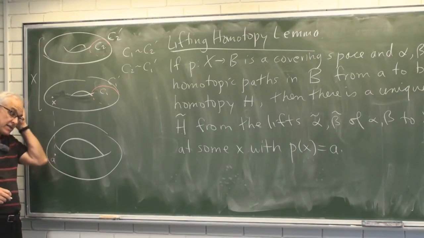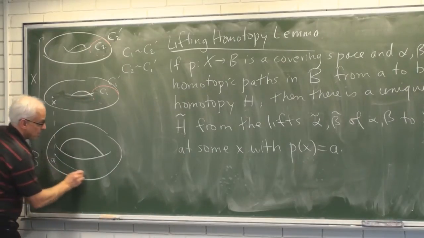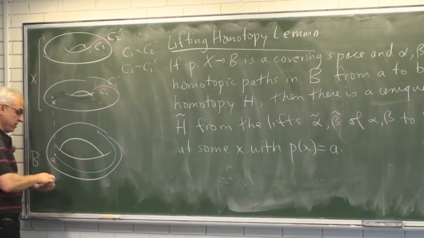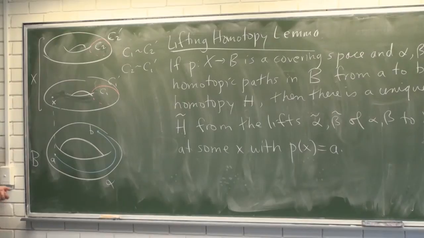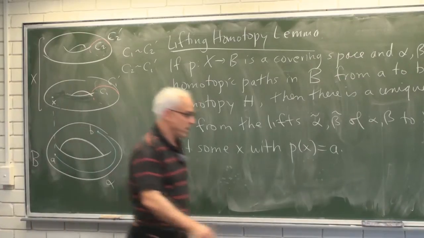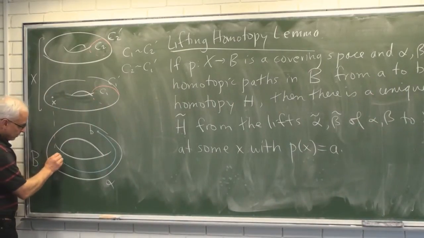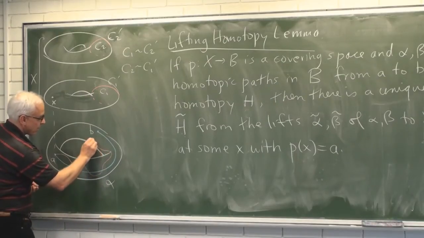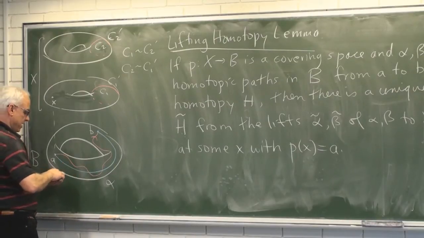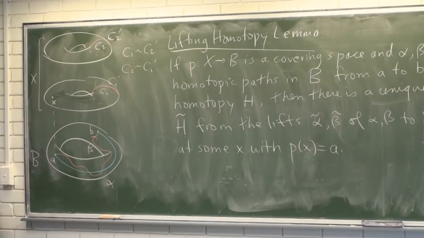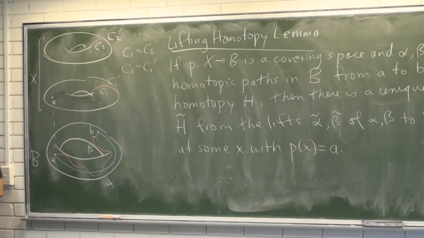And we have two paths emanating from A. Maybe one will be this path to a point B, and that will be the curve alpha. And then we have another curve beta, which is homotopic to it. And homotopic means that we can continuously vary alpha to beta. There's our path beta in red. So there are two paths going from A to B downstairs in B, and they're homotopic.